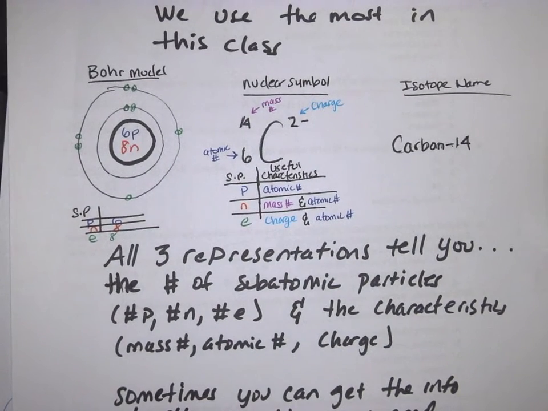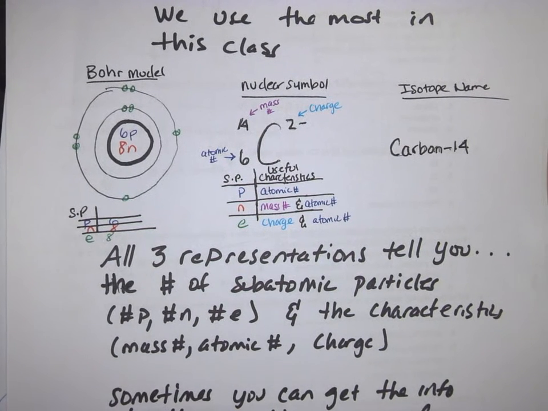They all tell you the number of subatomic particles, the number of protons, neutrons, and electrons, and the characteristics of the atom. So remember, the characteristics will be the mass number, which describes the mass or how heavy the atom is, the atomic number, which identifies the atom, and the charge, which tells you whether the atom is positive, negative, or neutral.